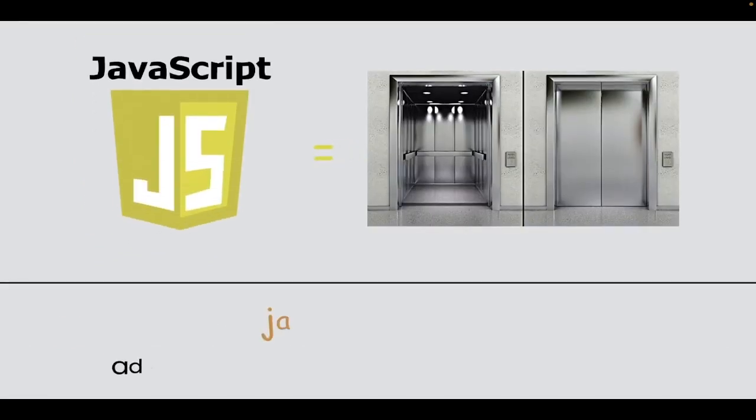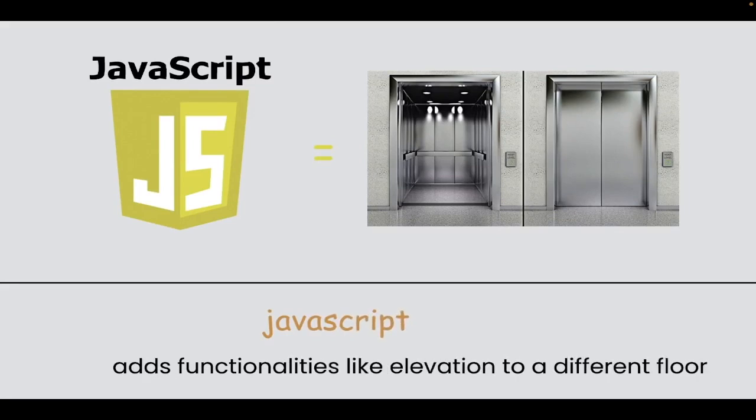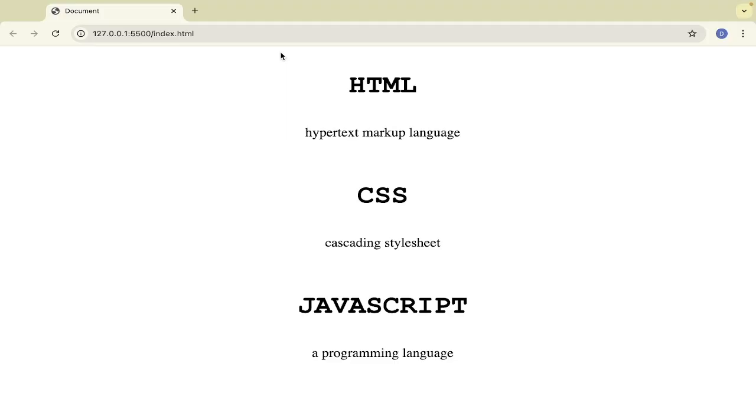Then we have JavaScript, which adds functionality to a web page. With the building, it will be something similar to an elevator from one floor to a different one, or turning switches on and off to control lights in the building. So with these three technologies, namely HTML, CSS, and JavaScript, congratulations, because you've just made a fully functioning website.